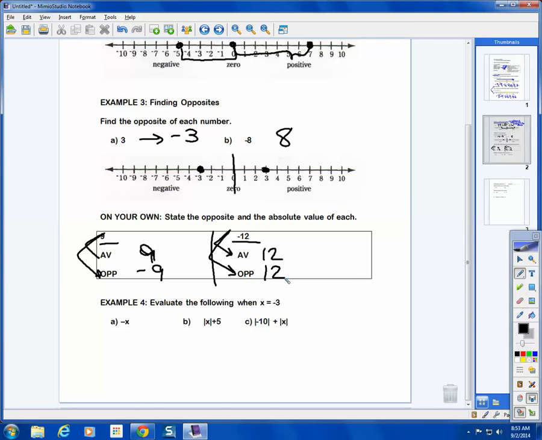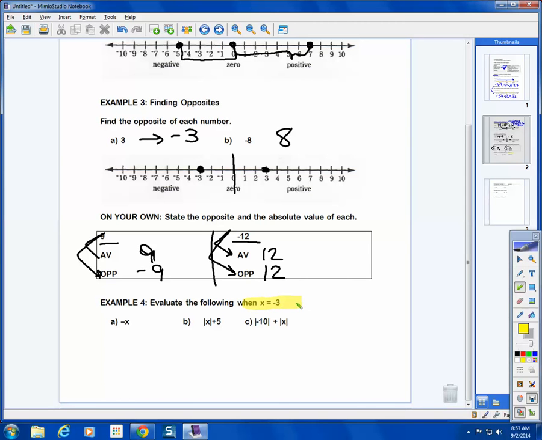So everything up to this point is pretty darn easy. Would you guys agree with that? Yes. The part that might be kind of difficult is down here in example 4. I'm going to zoom in one more time. We're going to talk about this. First of all, we're evaluating the following when x is what value? What's your x value here?